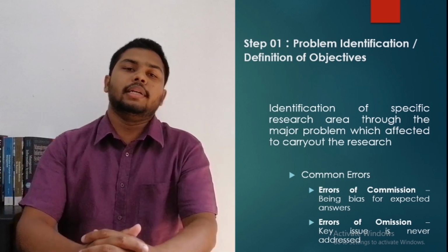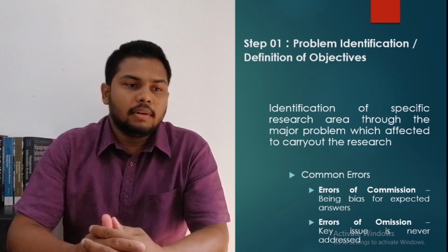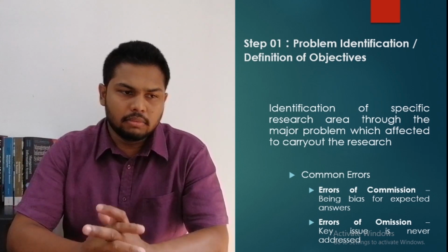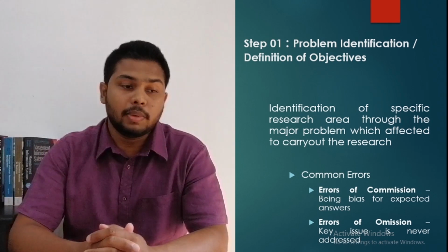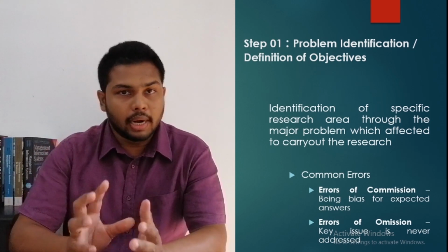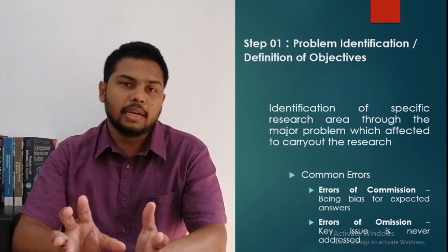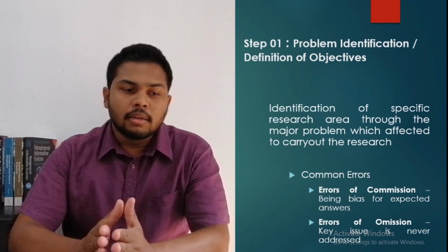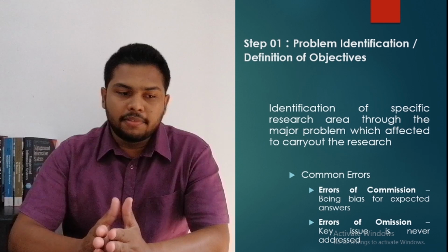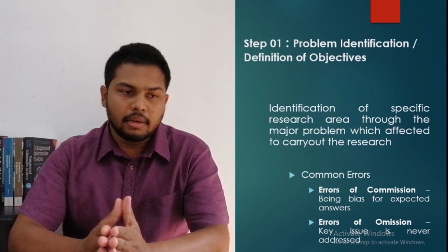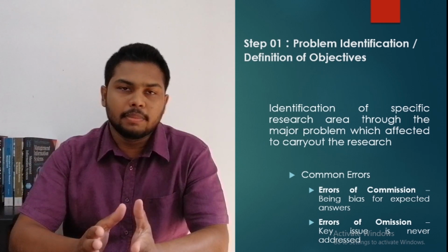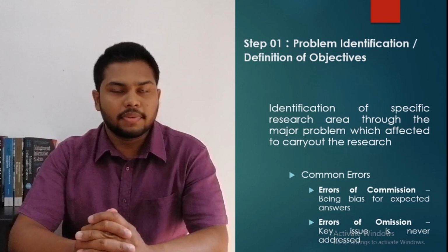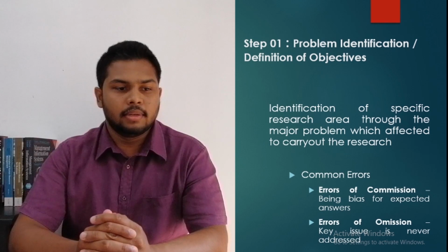So as I told you earlier, step 1 is problem identification and definition of objectives. Now, the seriousness of this activity is all about identifying a particular, specific area of your research problem, right? In the problem identification phase, you may encounter 2 types of errors. What are they?